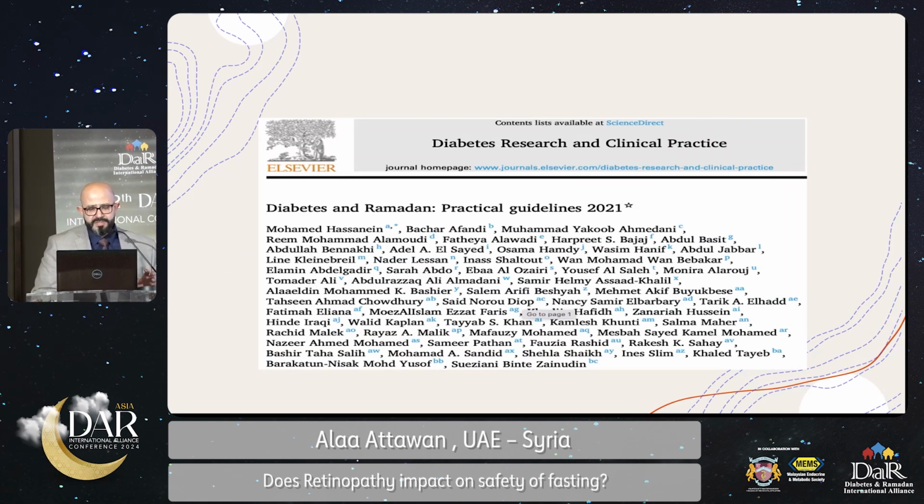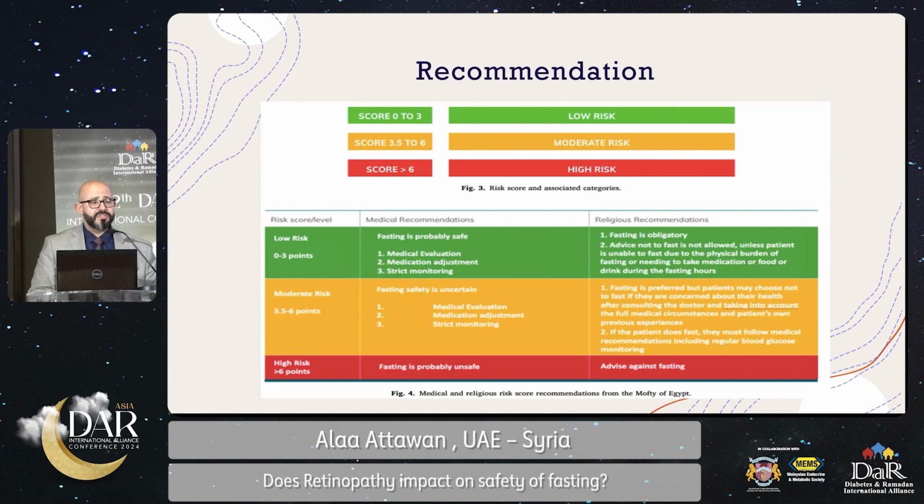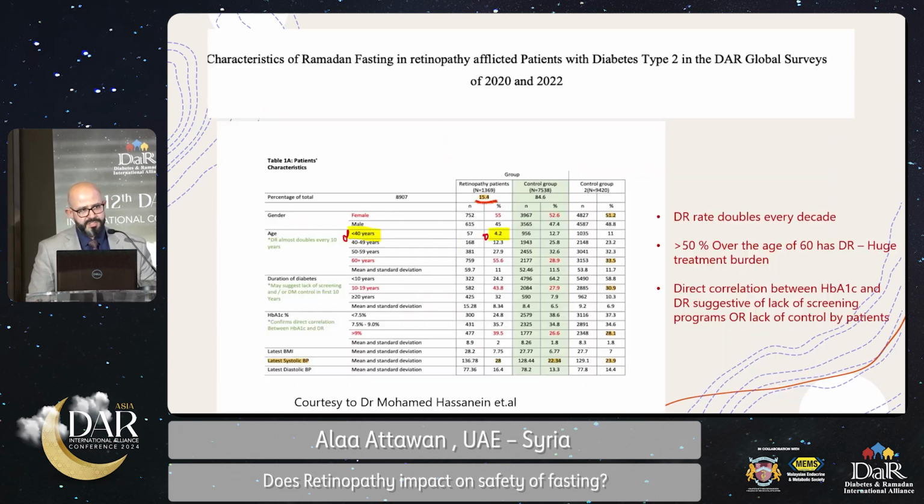Now, when we go into the DAR guidelines that you've kindly provided me with, I've looked into the diabetic retinopathy group. But you do have, guys, your scoring system and the risk calculation score, which I honestly didn't know about until Dr. Mohammed provided me with this. And you also have your categorization of low, moderate, and high-risk cases. So where does diabetic retinopathy fit into this scoring system here?